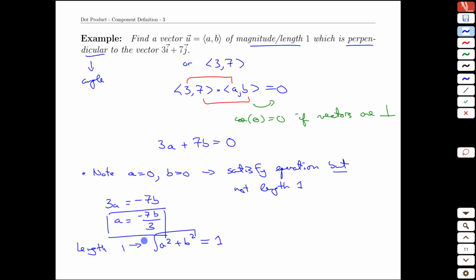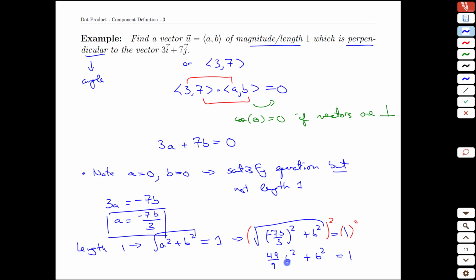There's several ways to work with these two equations. It's entirely up to you how you do it. I would be tempted simply to sub in this a value here and start solving. So if we sub in the a value into our equation here, we would have negative 7b over 3 all squared plus b squared equals 1. And we can actually square everything here, and that'll just get rid of the annoying square root sign. And then we can expand these terms inside as well. So we'll have 49 over 9 b squared plus b squared equals 1.